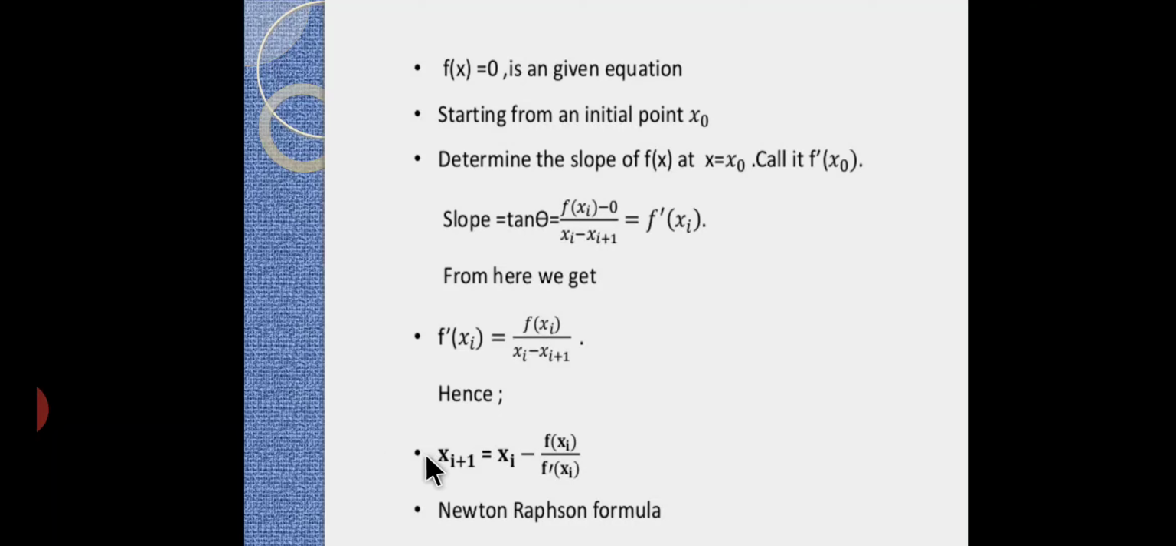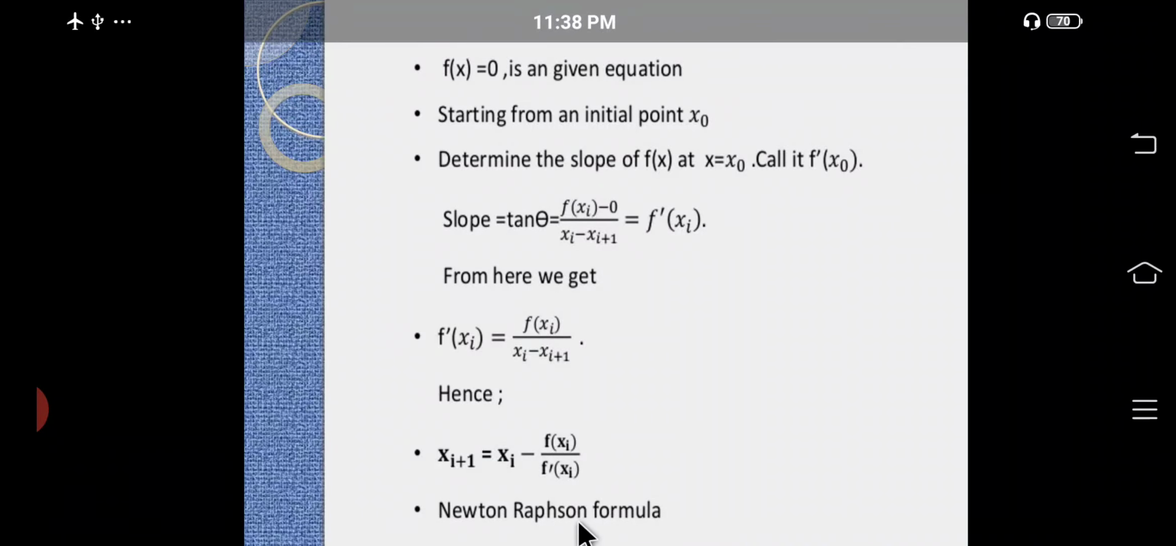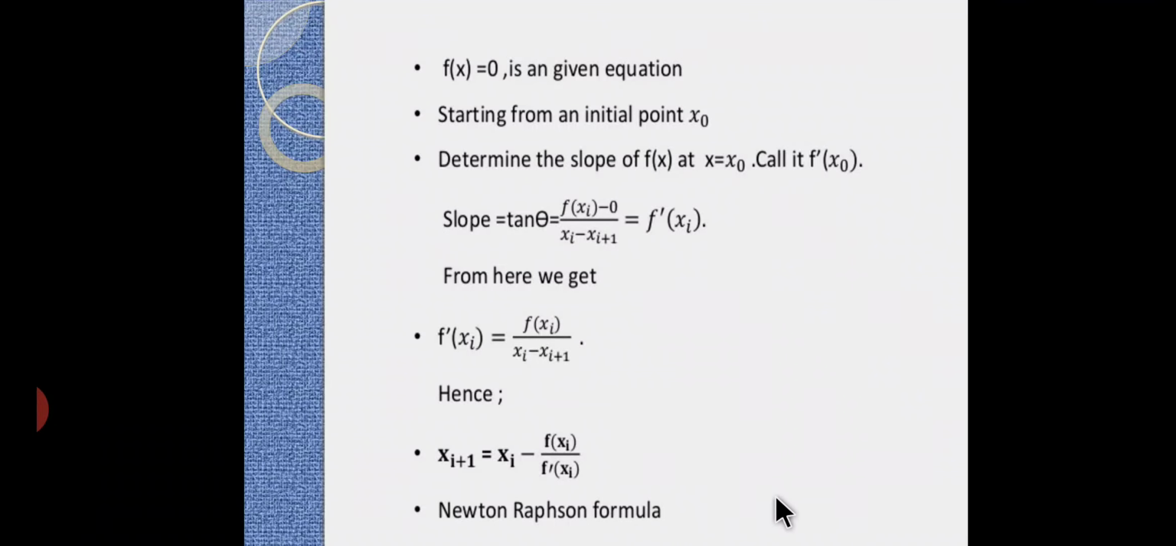In this way we will get iterations of the sequence of xi using the initial solution. So the general formula of the Newton-Raphson method is xi plus 1 is equal to xi minus f of xi by f dash of xi, where i is equal to 0, 1, 2 and so on. As we can see, this is the formula for the Newton-Raphson method.